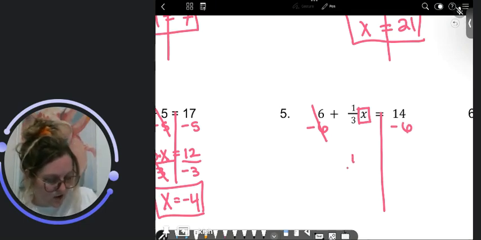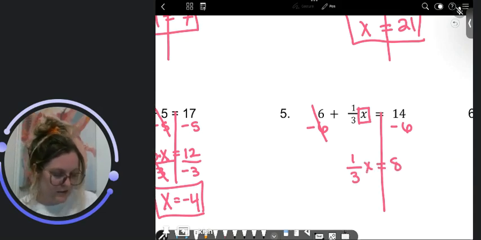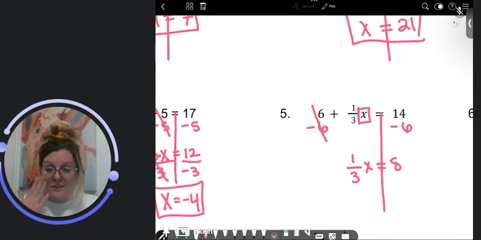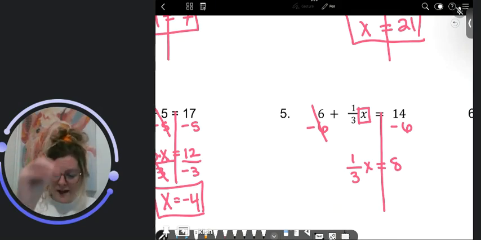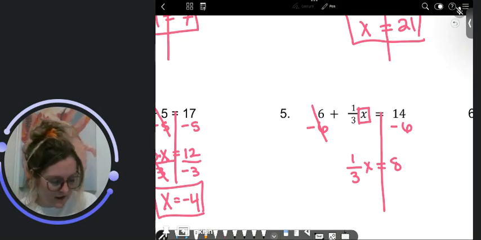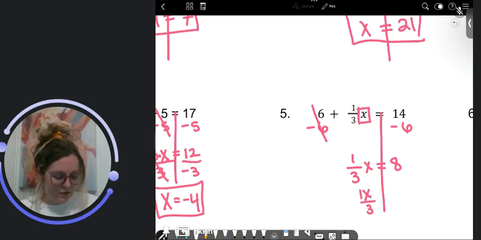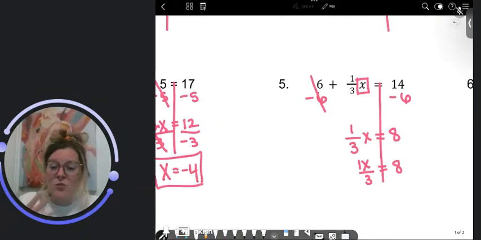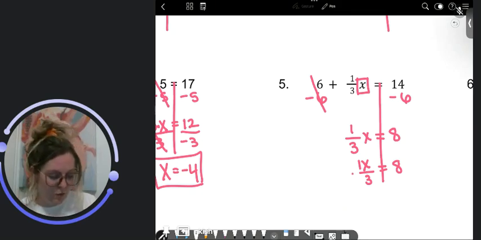I'm bringing down 1 over 3x. 14 minus 6 is 8. And now my very last step, 1/3 x is the same thing as x divided by 3 or 1x divided by 3. If you want to write it like that, totally write it like that. We want to get rid of that denominator, the bottom of the fraction. It's being divided, so the opposite would be to multiply.